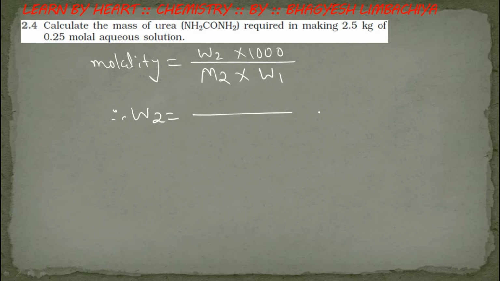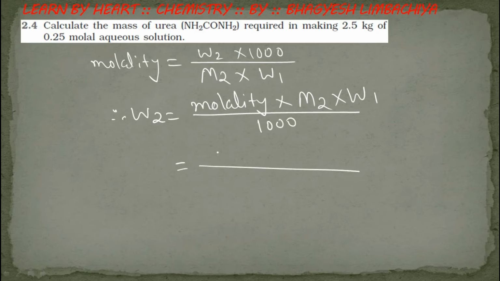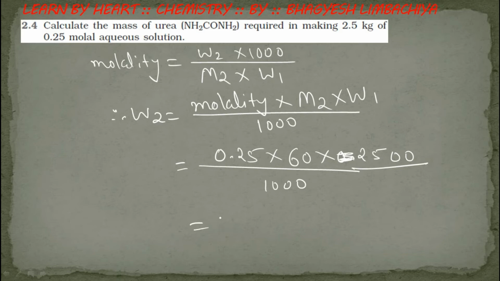So W2 equals molality into M2 into W1 divided by 1000. So molality is given to you, 0.25, M2 is 60, and W1 is, sorry, 2500, and it is divided by 1000. So by calculation we are getting 37.5 gram.